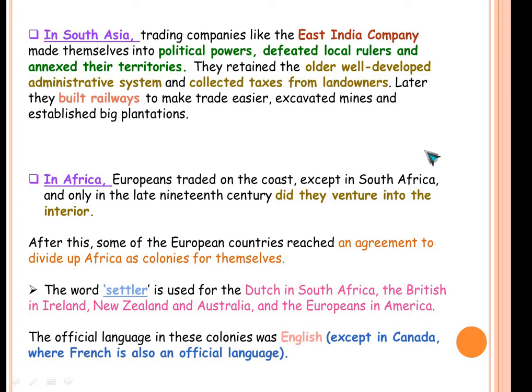And we can also see about the word settler. Okay, what do you mean by settler? It is used for the Dutch in South Africa, the British in Ireland, New Zealand and Australia, and the Europeans in America. So all these places, people who came here were known as the settlers. Don't get mixed up, alright? Now, the official language in these colonies was English, except in Canada, where the official language was actually French. All the other places were required to speak English and to make English the official language.